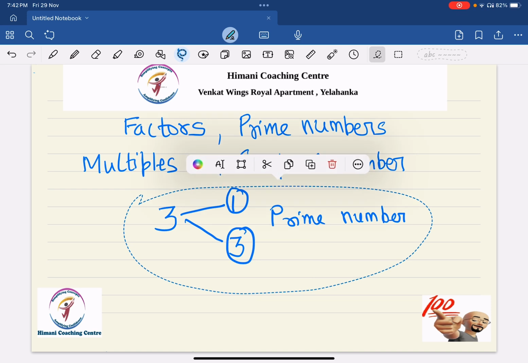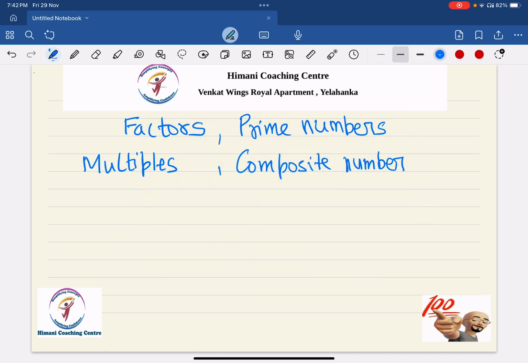Now let us look at another number, 5. Look at 5 also. It also has only 1 and 5 as the factors. So 5 is also a prime number. Then comes 7. Let us look at 7. 1 and 7. So 7 is also prime.